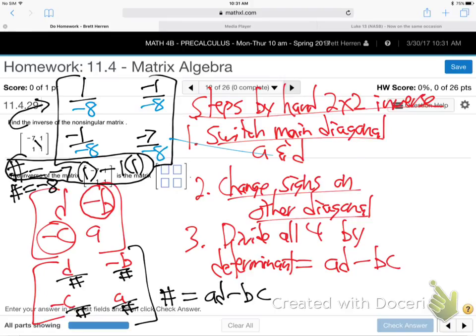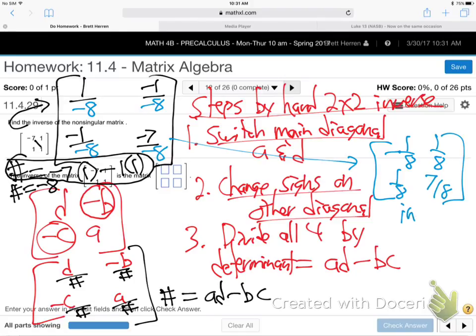Good? Yes, maybe I should do that. So cleaning up the signs, what do you got? Minus 1/8, positive 1/8, positive 1/8, positive 7/8. That's the inverse. Switch the main diagonal, change the signs on the other, divide them all by the determinant, which is main diagonal minus other diagonal.